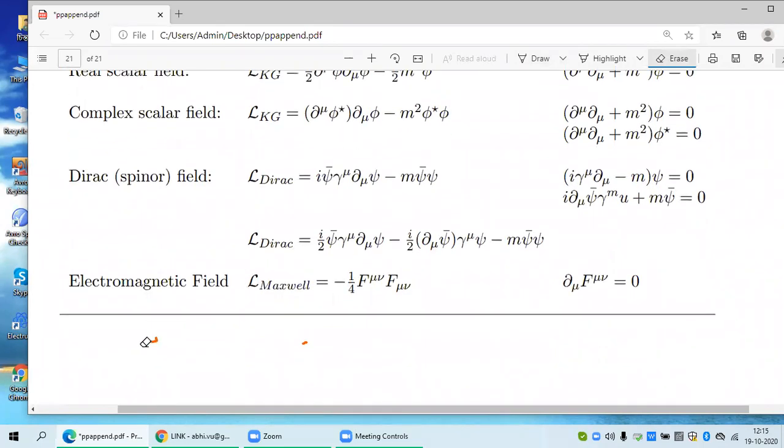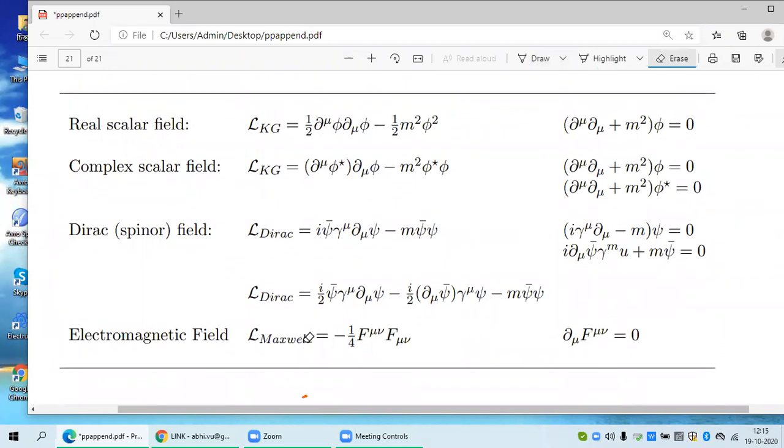So sir, how do you know that the Klein-Gordon equation is for spin zero particles? Okay, that we will see. I mean, that we will see. I have not seen this because scalar field.